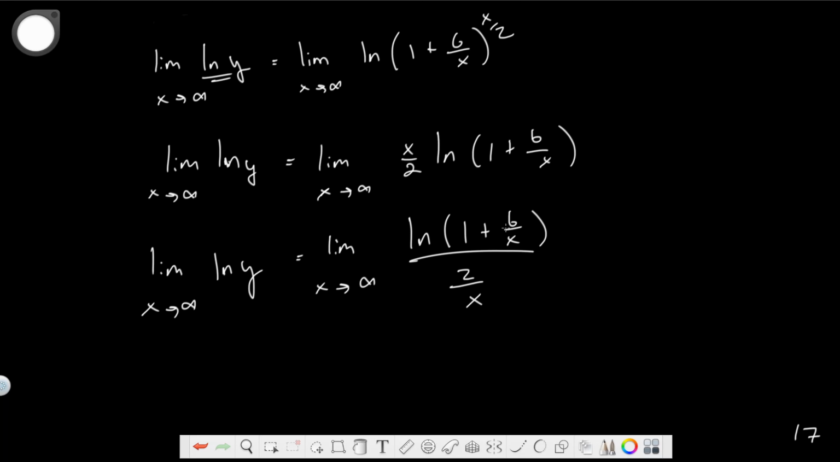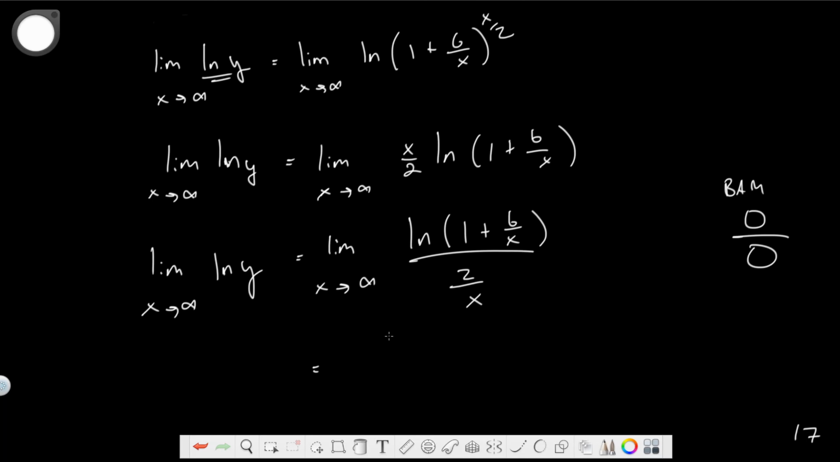All right, if I plug in infinity, I'm going to get ln of 1, that's 0. And down here, 2 over, as I go to infinity, that's getting closer and closer to 0. I have, bam! This is indeterminate form. I can apply L'Hopital's rule. So let's go ahead and do that.